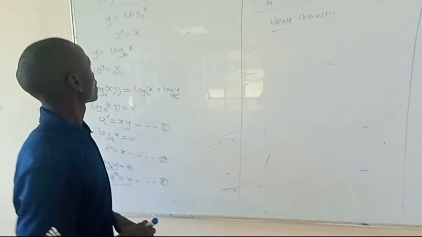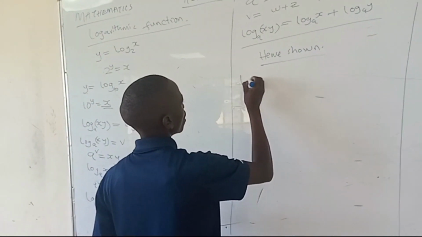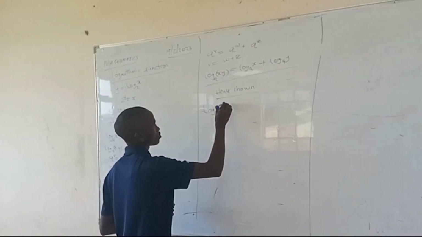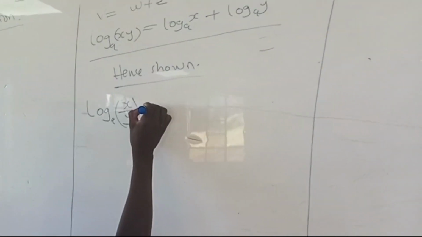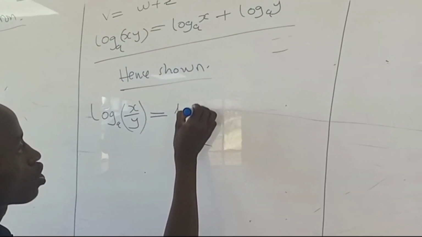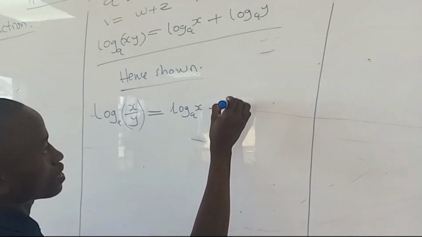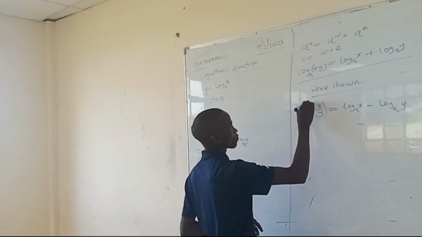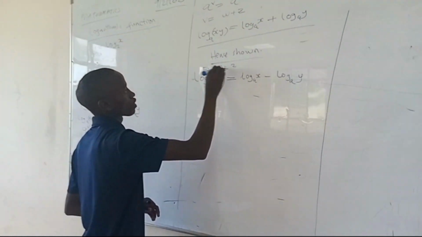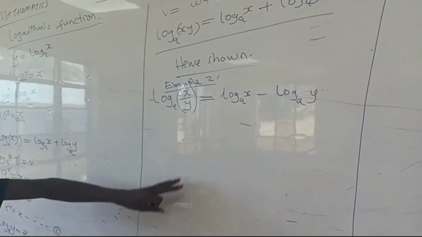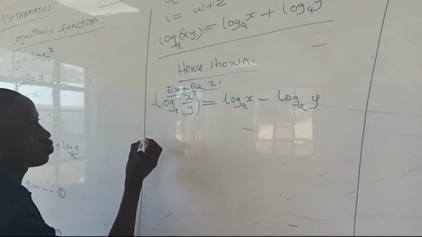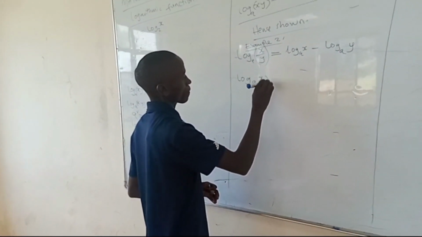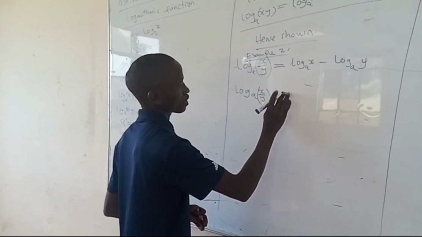Once again, I can show you another one different from this. It will be log of x over y base a, let's use base a again, if it will be equal to log x to base a minus log y base a. So this is example 2. You can always let this part be u. Let me let log a of x over y be u.